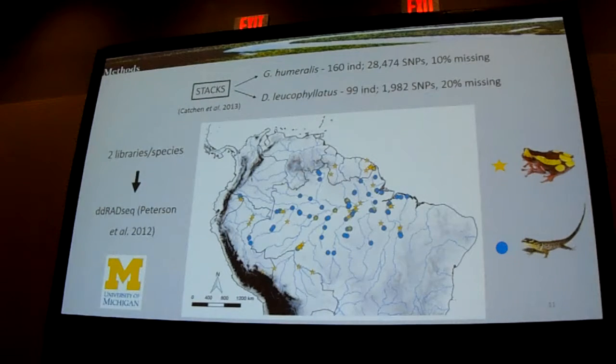We had two libraries for each species. We used the ddRAD-seq protocol, and all my data was generated at the University of Michigan. We used Stacks to analyze the data. For Gonatodes humeralis, we have 106 individuals, around 28,000 SNPs with 10% missing data. For Dendropsophus leucophyllatus, we have 99 individuals, 120,000 SNPs, and 20% missing data. And here is the map of the distribution of my samples.